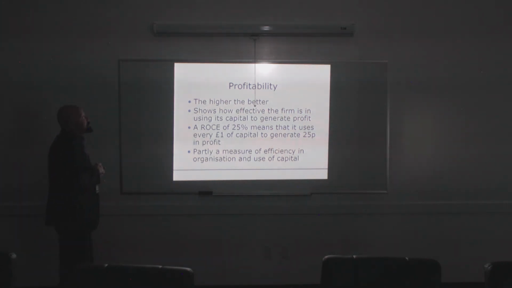An ROCE of 25% means that it uses every $1 of capital to generate $25 in profit. That's pretty good. It's partly a measure of efficiency in organization and the use of capital. How well are we using all these assets that we have to produce money? Because that's the idea. We need profit.